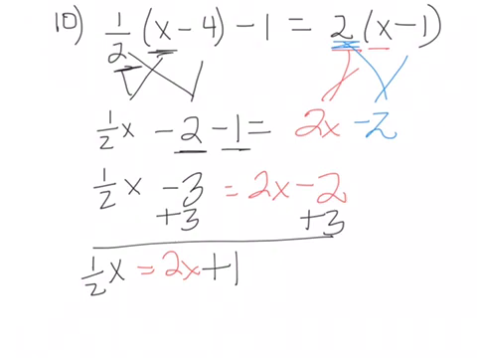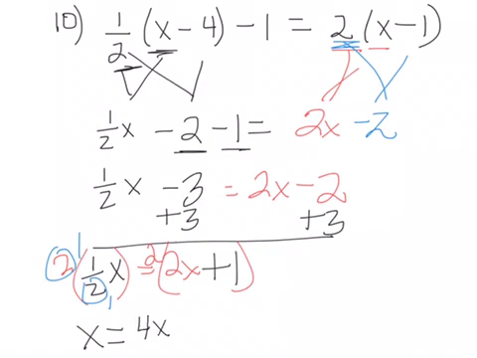Now if you don't like the fraction, you can get rid of it by multiplying both sides of the equation by 2. So we'd have 2 here, and we would multiply this by 2. What is 2 times 1/2 x? The 2's are going to divide out. We have 1 times 1x, or simply x, equals, and on the right-hand side of the equation, we're going to distribute. 2 times 2x is a 4x, and 2 times 1 is a plus 2.